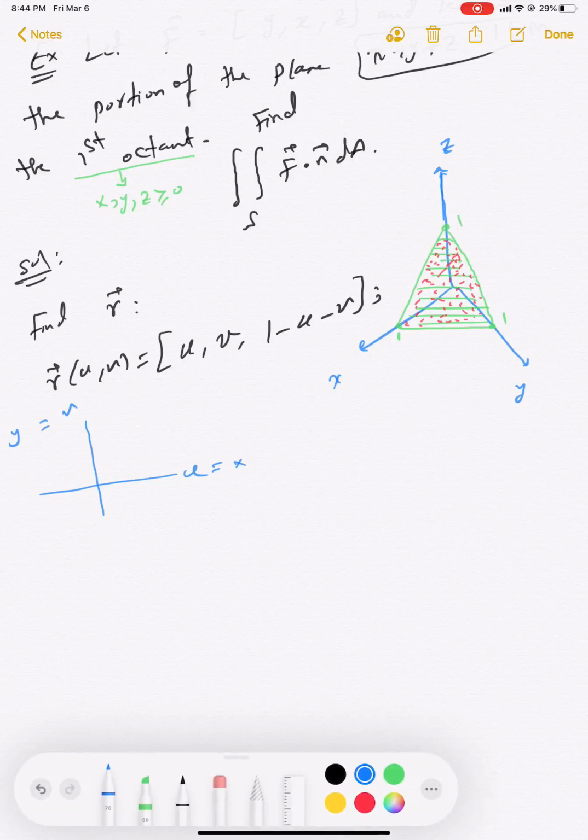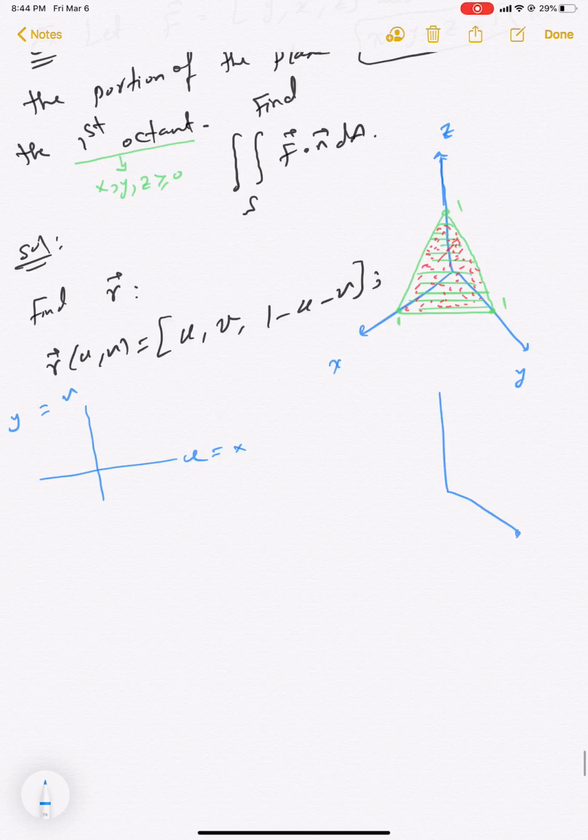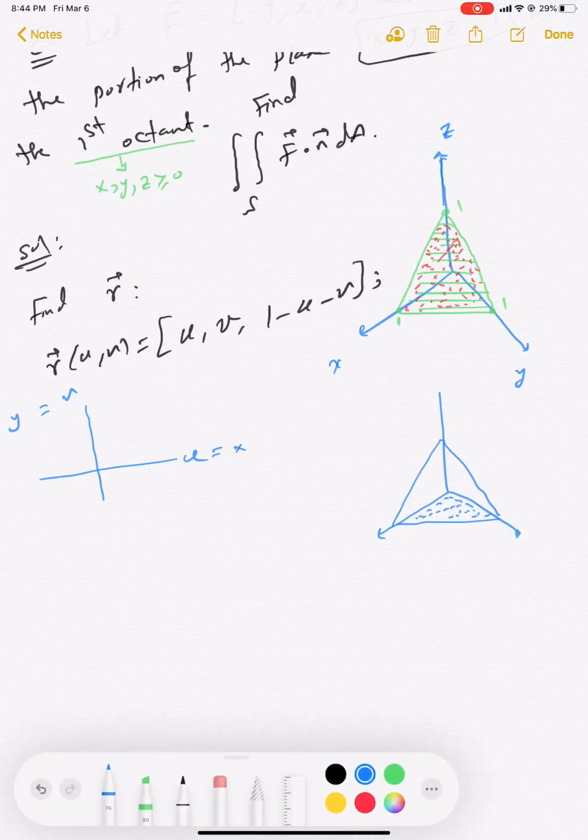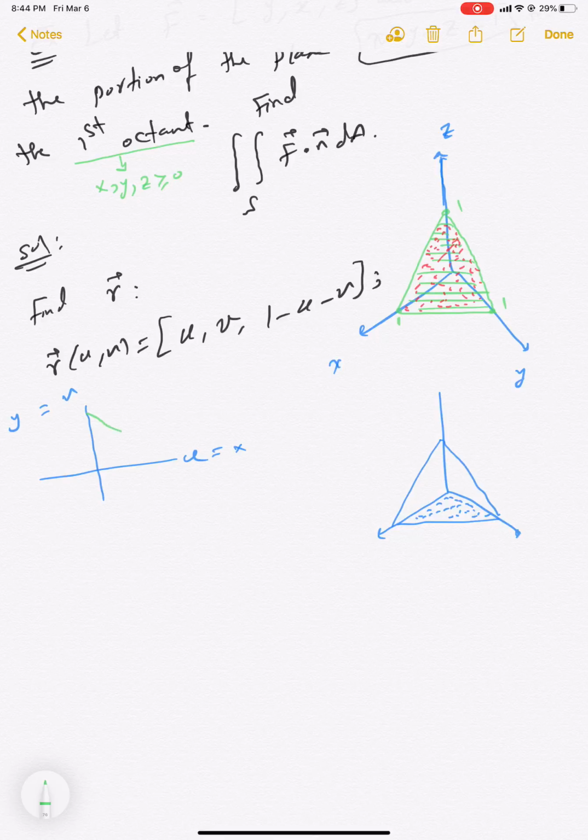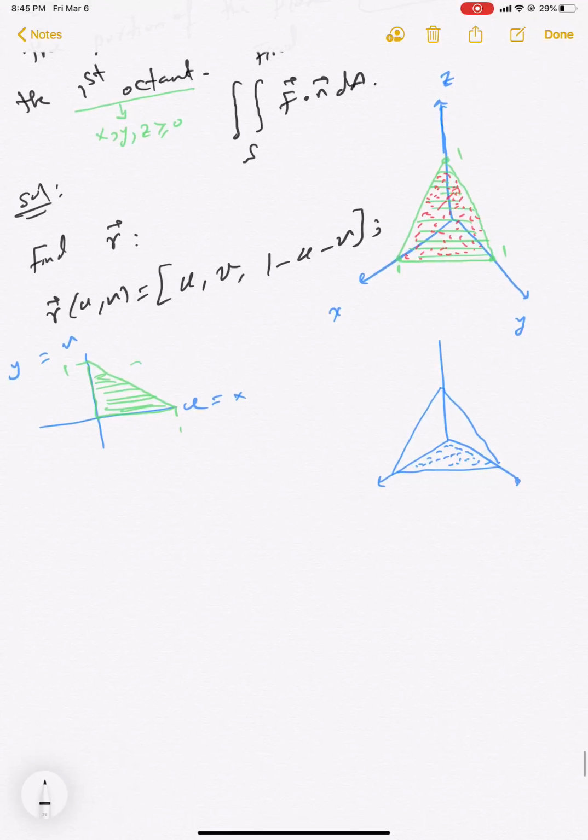If you draw this again and project all the points down, you will get exactly this triangle. If you draw this in our uv plane, this is what you're going to get. This is 1, this is 1, and this is your uv domain.